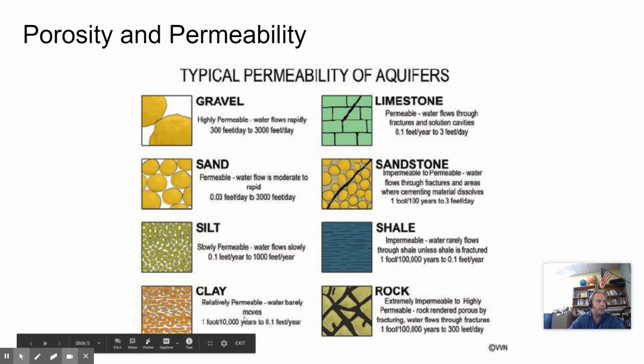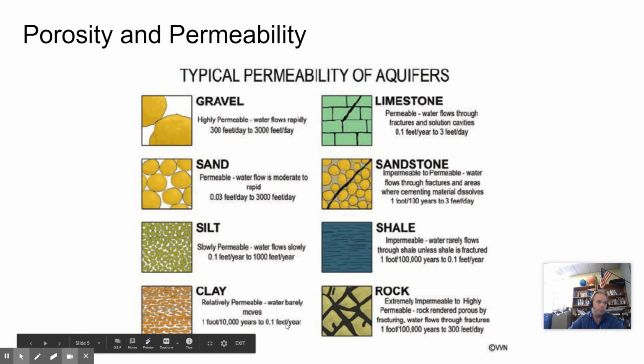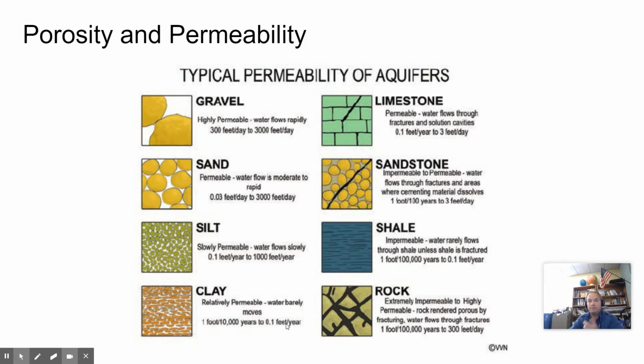If you're looking at clay, the aquiclude type stuff, the layer that would prevent water from moving, we said it's moving at like 1 foot per 10,000 years or 0.1 feet per year, that's very, very slow. So it's essentially impeding flow is what it's doing.